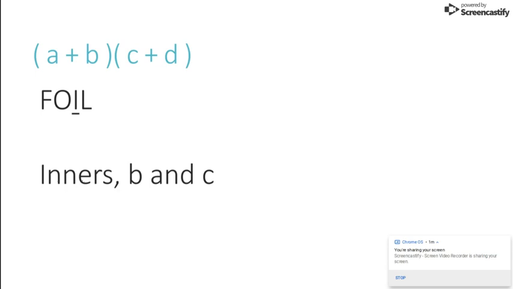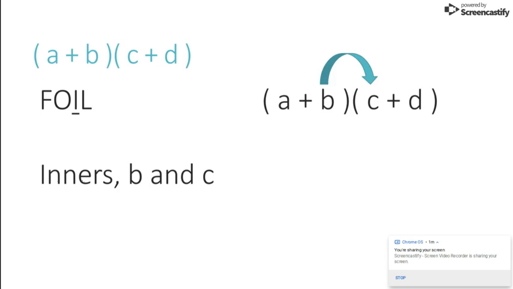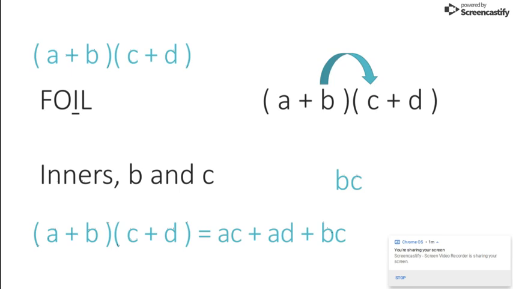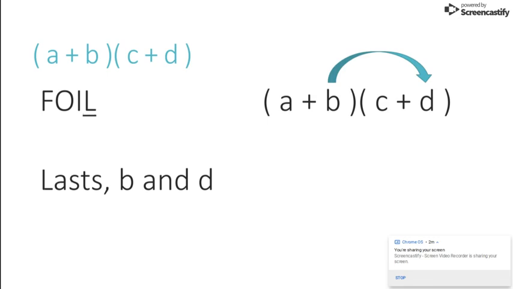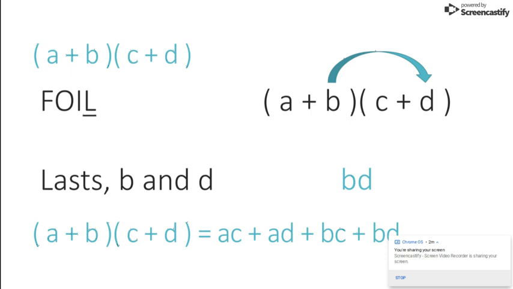The next letter is I, so inners, B and C. We're going to find B and C. We're going to multiply them together to get the term BC, and we're going to add it on. So we got AC plus AD plus BC. And the last letter for FOIL is L. So last, B and D. We're going to find B and D. We're going to multiply them together to get the term BD, and we're going to add it on. So we find that the quantity A plus B times the quantity C plus D is equal to AC plus AD plus BC plus BD, because we followed the FOIL method.